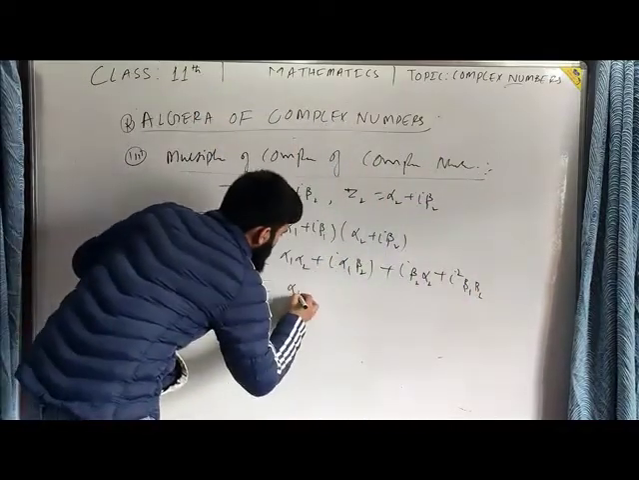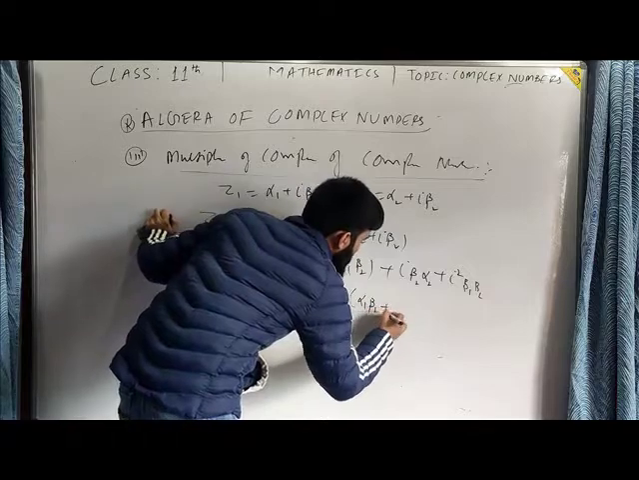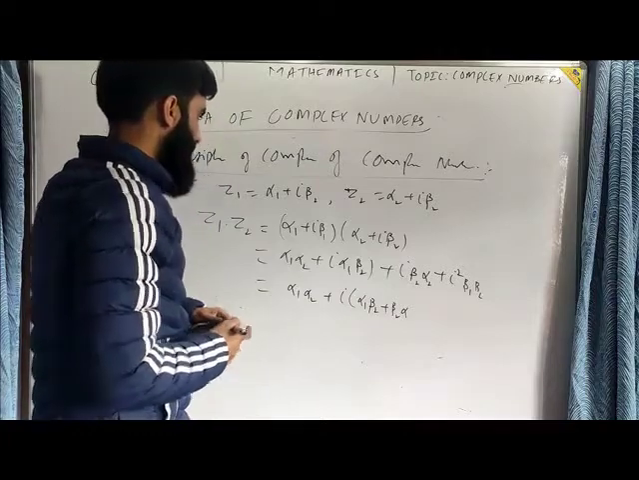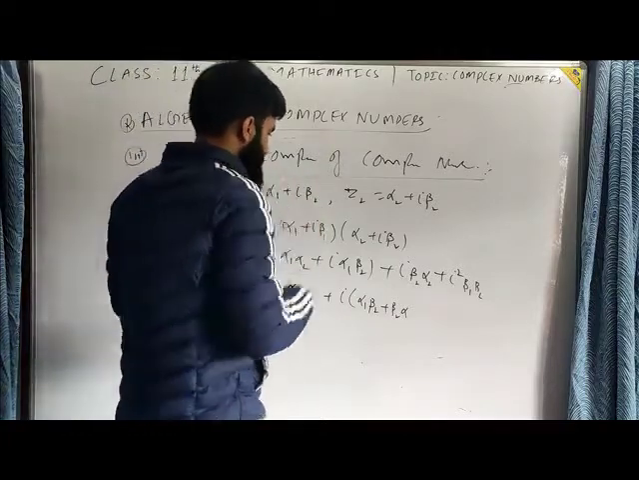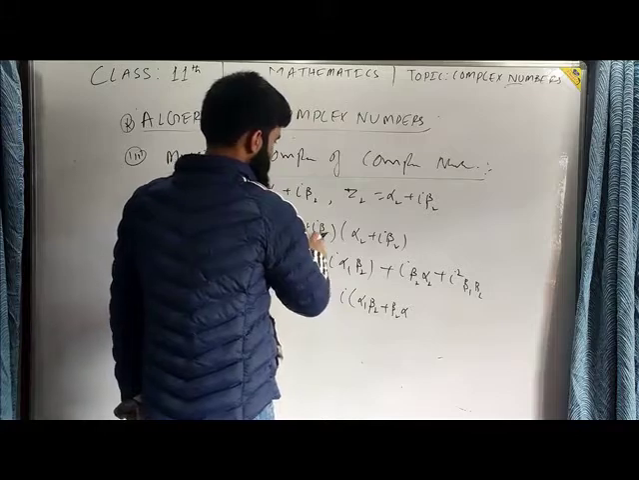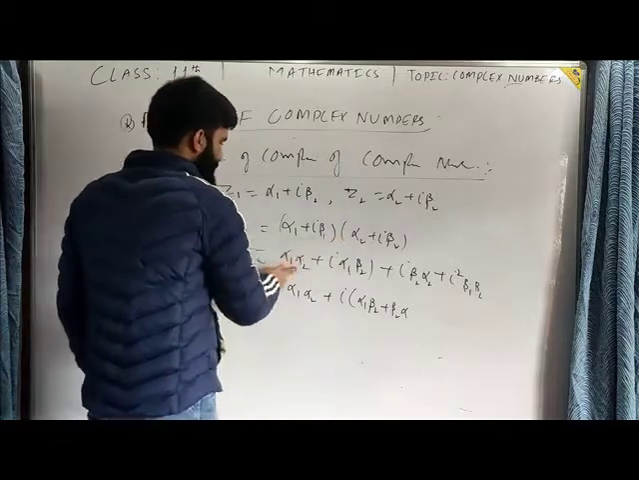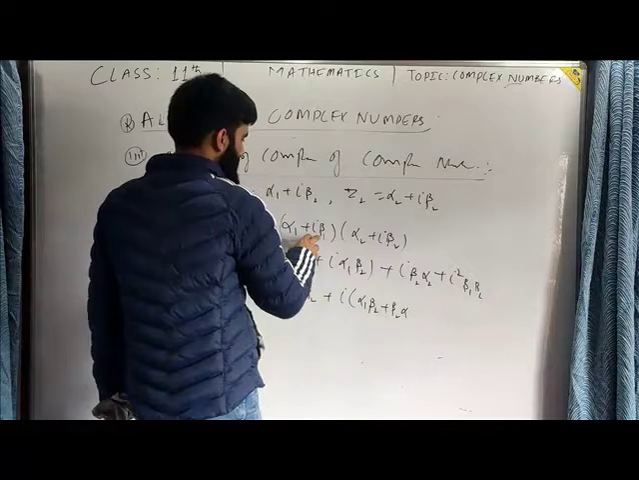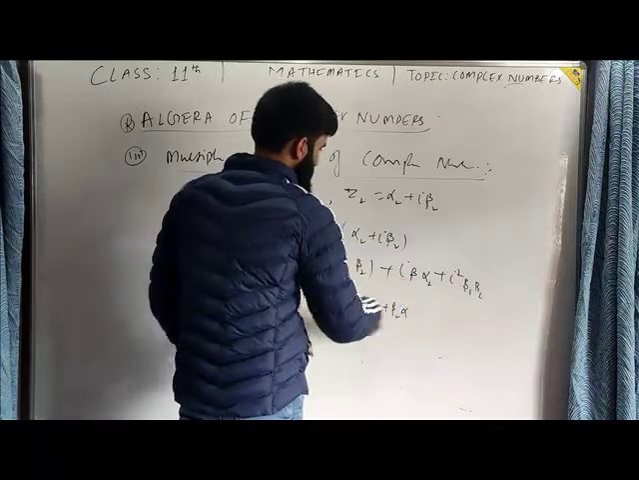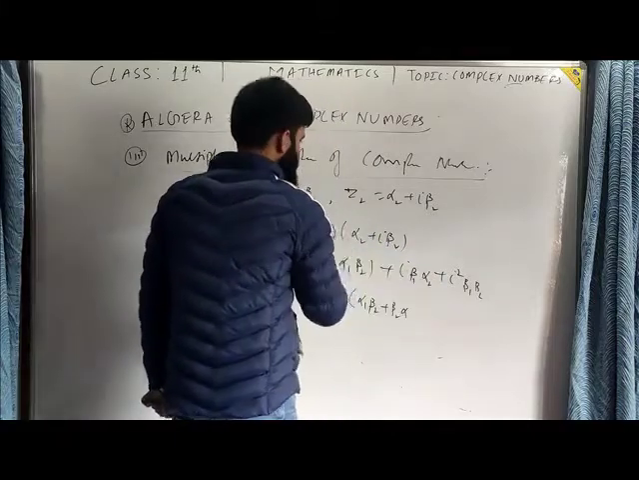So in a final nutshell, you will get alpha 1, alpha 2, plus iota times alpha 1, beta 2, then iota times beta 1, alpha 2, then plus iota square, that's beta 1, beta 2.